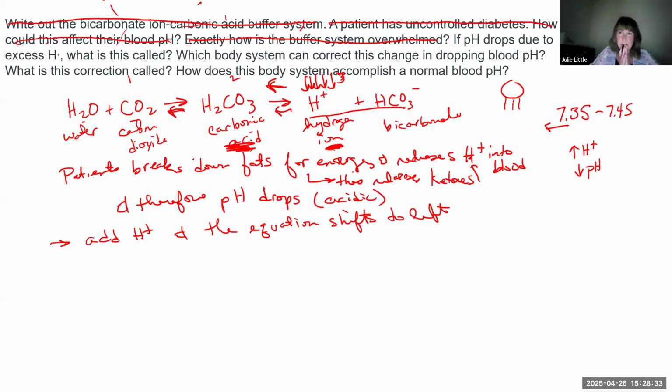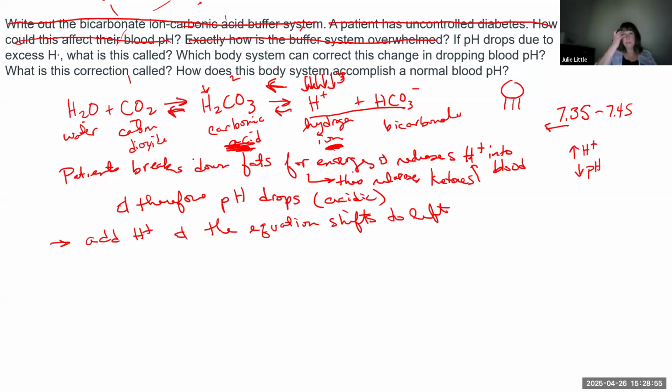A lot of people might say, why is it that if we're making carbonic acid, an acid, the system isn't more acidic? Because acids aren't acidic. Acids add to acidity. If the hydrogen ion is bound into this molecule right here, it's not contributing to pH. Only free hydrogen ions can contribute to pH.